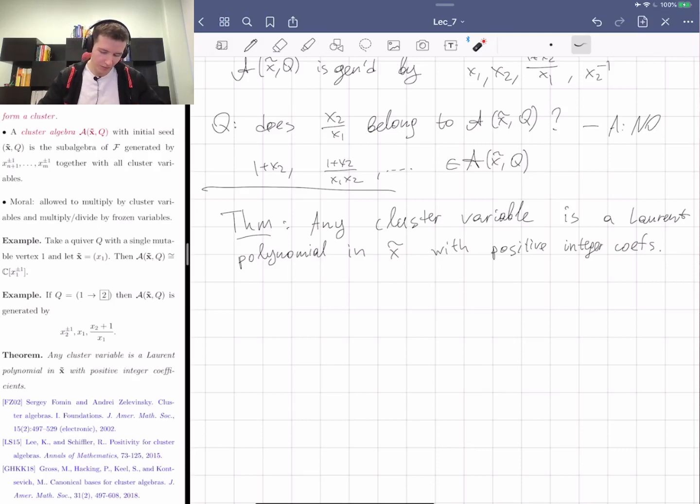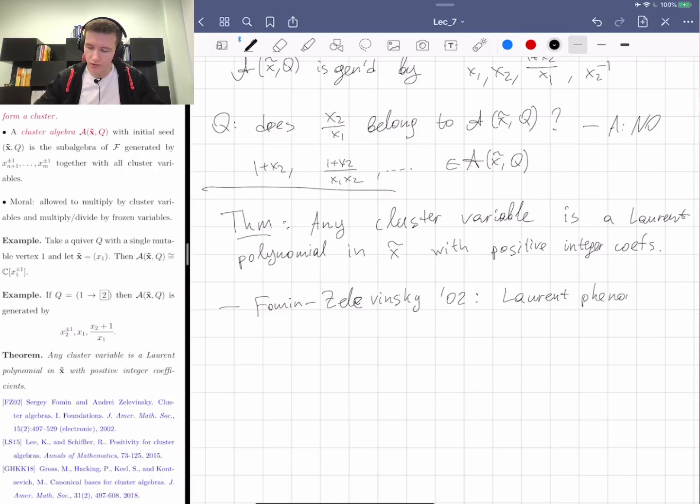But then the positivity conjecture was open for quite a while and then it was proven. For quivers, as we work with right now, it was proven by, let me actually write it down. So Fomin and Zelevinsky proved the Laurent phenomenon and conjectured positivity. And then Lee and Schiffler.